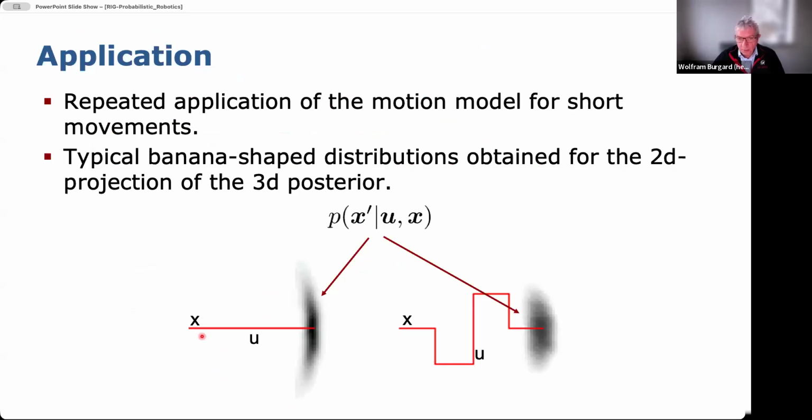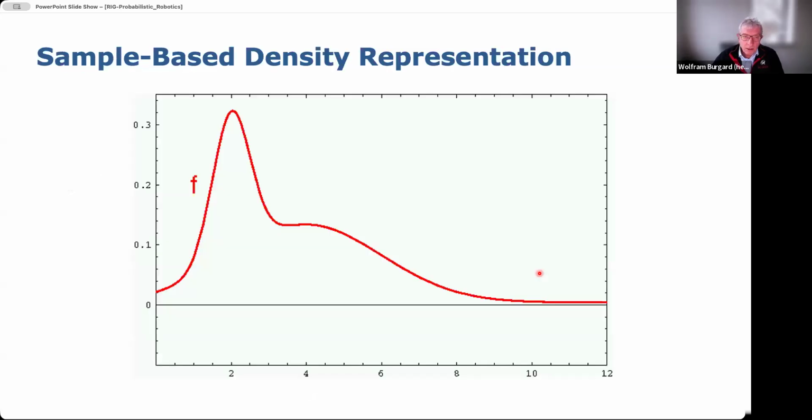So here's, for example, this plotted for a certain translational movement. Typically, if you accumulate this over time, you get these banana-shaped distributions, and depending on how your movements are, the uncertainty is different. This is how we calculate these likelihoods, where black means high likelihood and gray means lower likelihood.